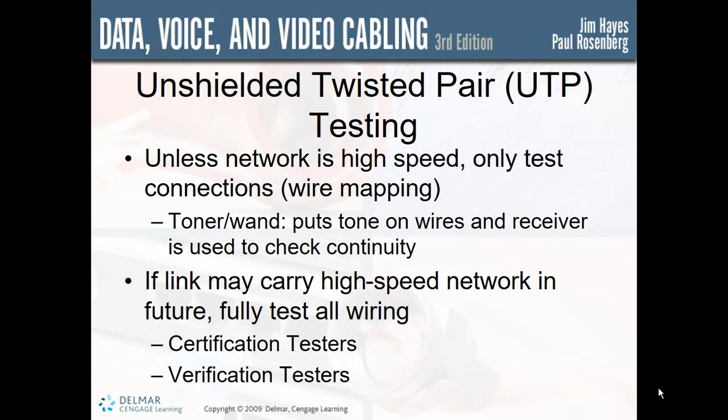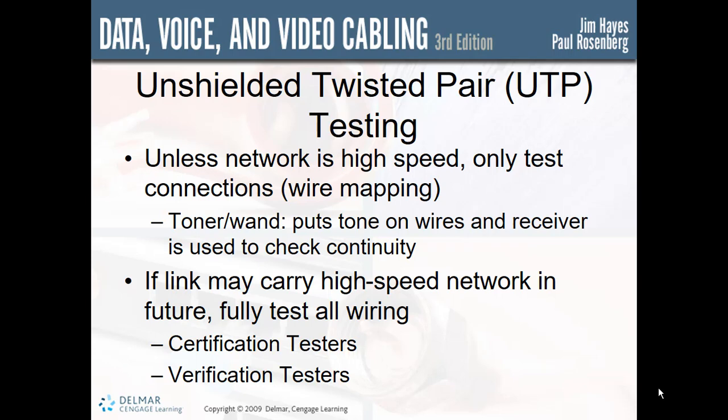Now, when it comes to unshielded twisted pair testing, testing the voice and data with UTP wiring is a function of use. Unless the network running on the wire is high speed, the wire only needs testing for correct connections using a low-cost wire checker or a toner, also called a wand. Now, as the network speed increases, the need for testing performance at high frequencies or appropriate network speeds becomes mandatory.